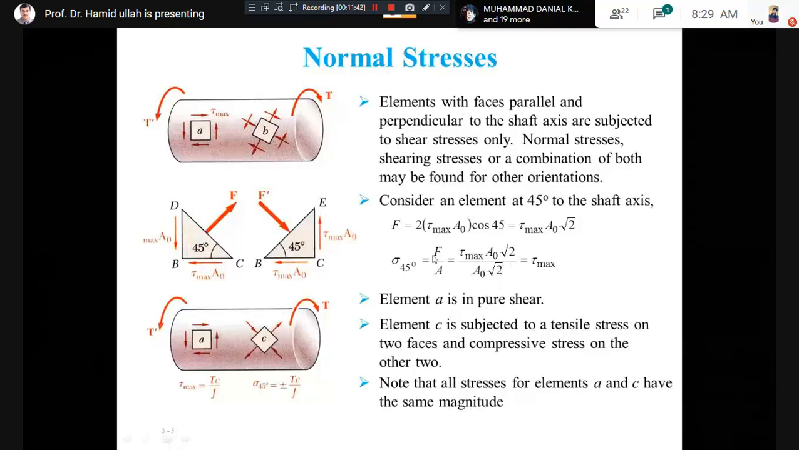Here you can see force, and force equals stress into area. So tau x into A naught under root 2, and you can see both are cancelled out. And you can see sigma 45 degree equals tau x.